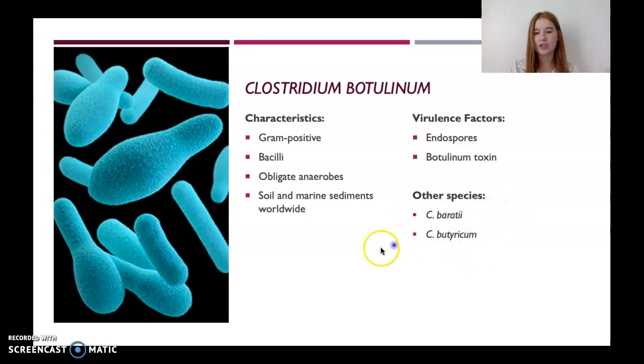So several other species are also capable of producing botulism in humans. These include C. baratii and C. butyricum. However, this is very rare. There's only a few documented cases of this occurring.